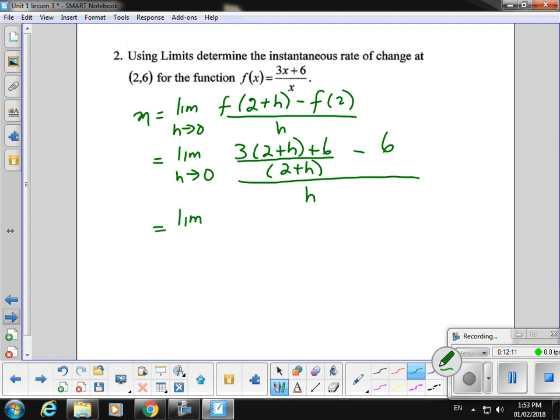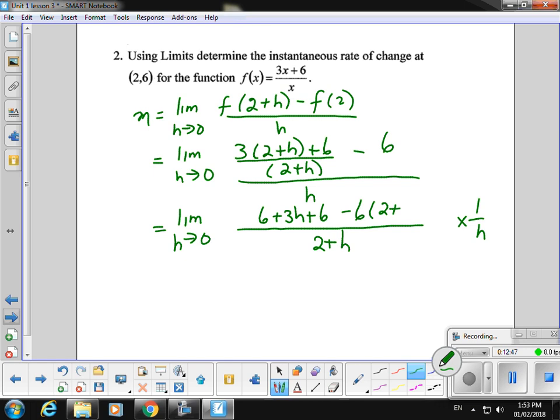So I am going to use some of the strategies we used before. I am going to write my times 1 over h way over here because this guy is a little bit ugly. Okay. I am going to find a common denominator. So for the top, I have denominators of 2 plus h and 1, so my common denominator would be 2 plus h. That first numerator stays the same. I'm just going to expand it. 6 plus 3h plus 6. Subtract. The second numerator becomes 6 times 2 plus h.